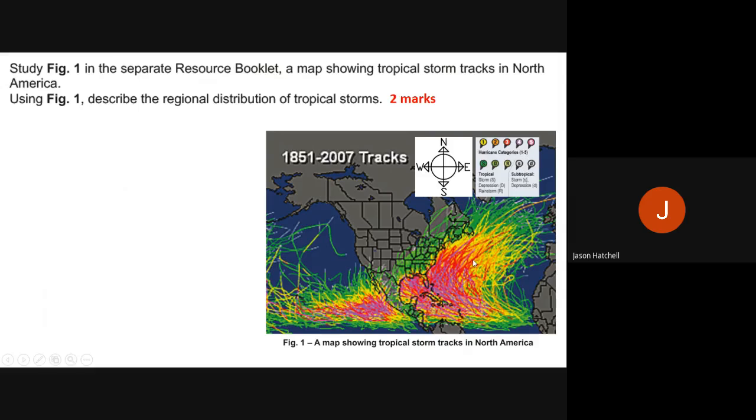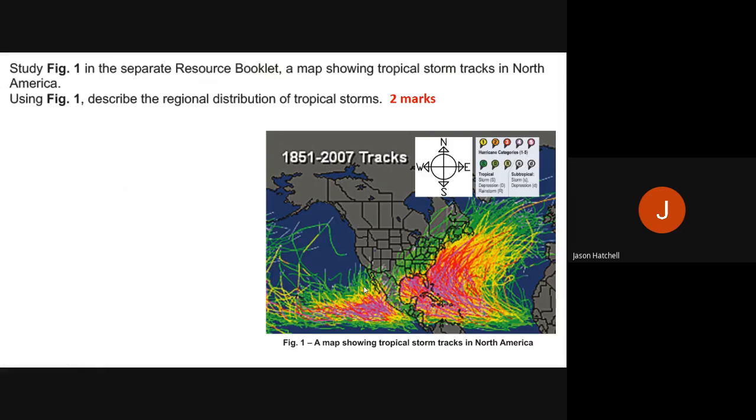And then we've got some grey ones, which are very difficult to see on this map, because there aren't many of them at all, and they're just subtropical storms, so they're not as strong. Now, first of all, let's think about what this map actually tells us.